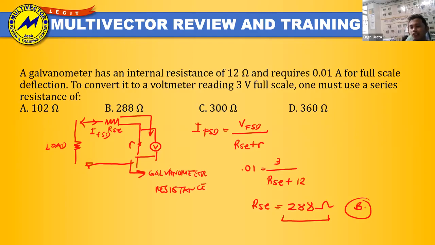Kung gusto nyo i-extend yung range ng galvanometer, maglagay lang kayo ng series resistance. Para eventually kapag may nag-flow na current doon, yung voltage drop across the galvanometer maa-adjust. So sa series and sa internal resistance, small letter r. So letter B, 288. So next question.